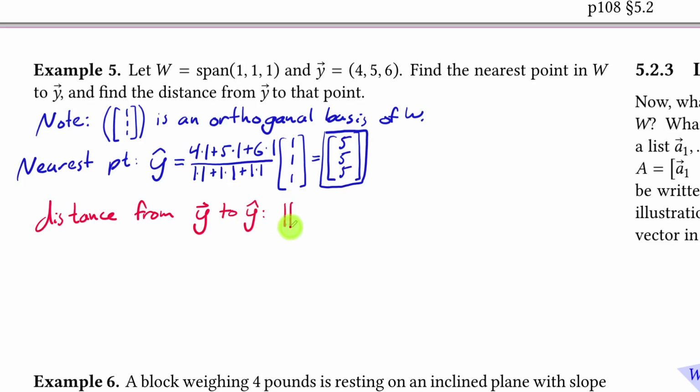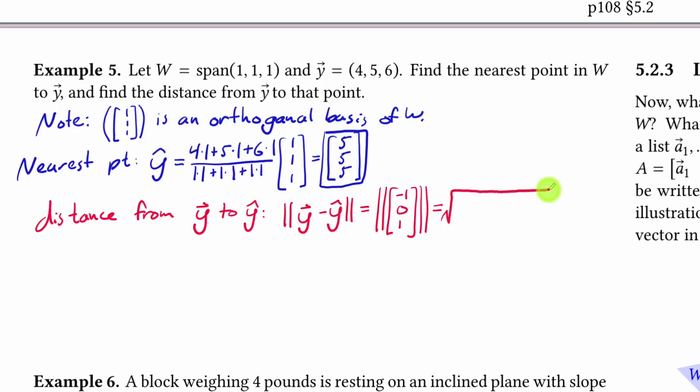That's going to be the magnitude of y minus y hat. Y minus y hat will be 4 minus 5 is negative 1, 5 minus 5 is 0, 6 minus 5 is 1. And the definition of length, or magnitude, is negative 1 squared plus 0 squared plus 1 squared, which gives you the square root of 2.